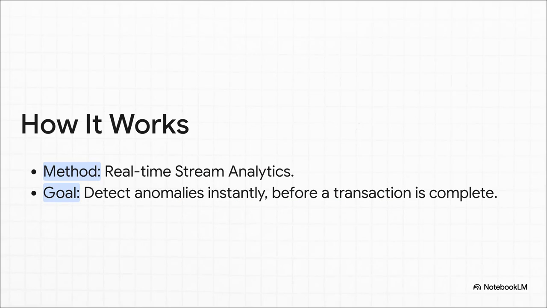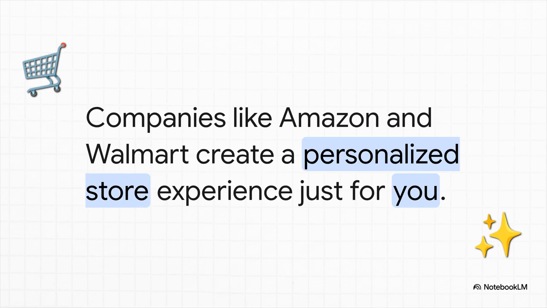So how on earth do they do it? Well, it's a textbook case of stream analytics. In real time, your transaction is compared against your normal spending patterns and millions of known fraud patterns. The system is looking for anything weird, any anomaly, and it has to make that decision, fraud or not, in the fraction of a second before the little machine on the counter says approved. It's incredible.